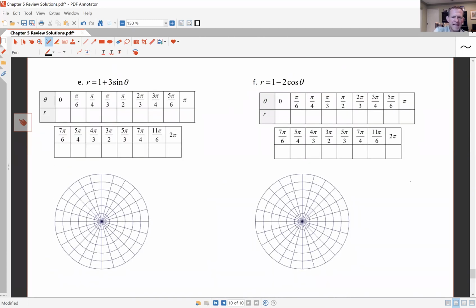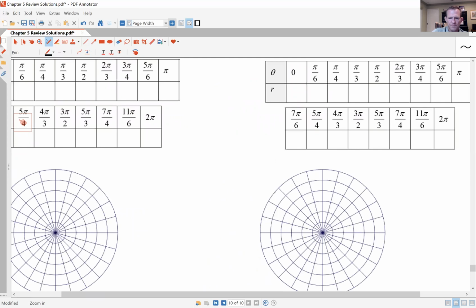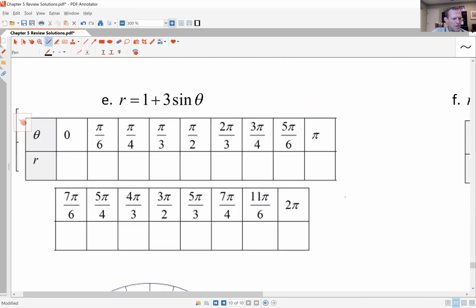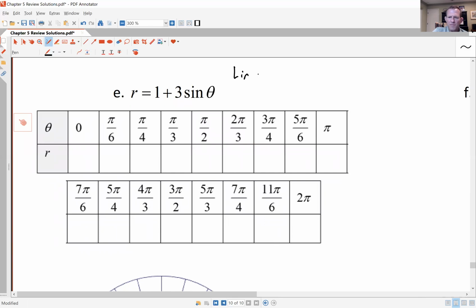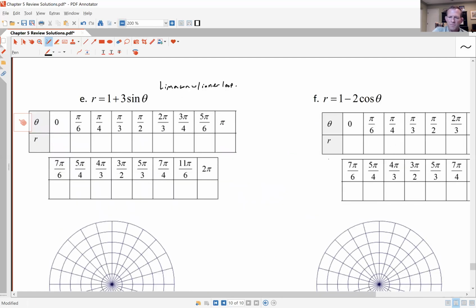One plus 3 sine theta, this one is a limaçon with an inner loop. And so the limaçon with an inner loop looks something like this. And so it has symmetry about the line theta equals pi over 2.